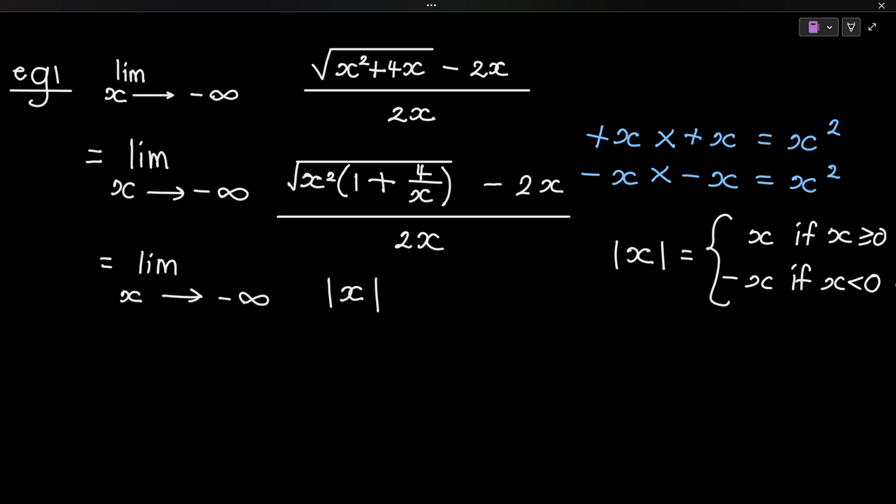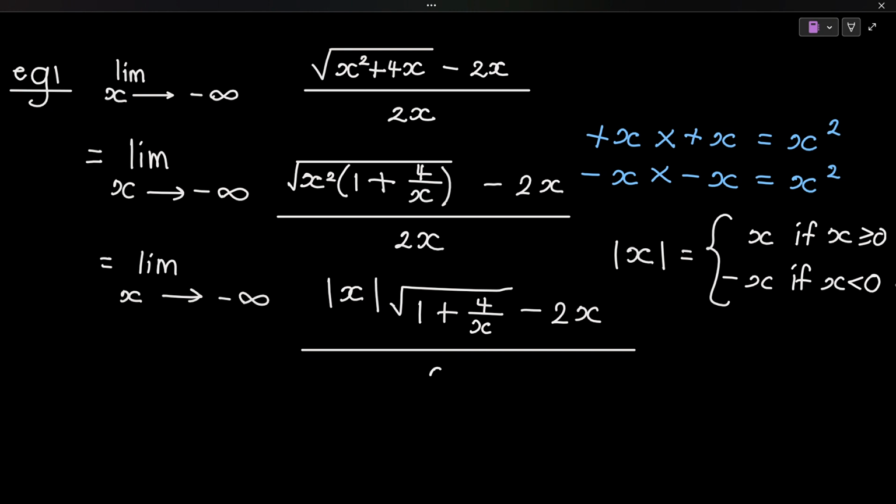So at the moment, once the square root and the square cancel each other out, we are going to have the absolute value of x. Under the square root, we're going to be left with 1 plus 4 over x minus 2x, all over 2x. Now, once you have your absolute value, you need to decide, is this value of x going to be positive or negative? Now, your limit will tell you what your x values are.